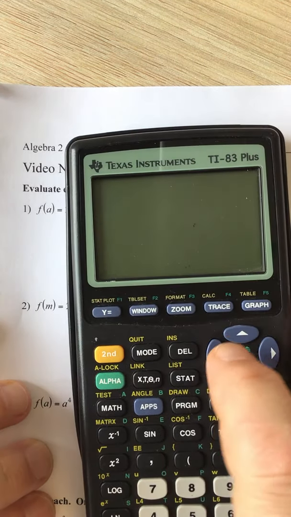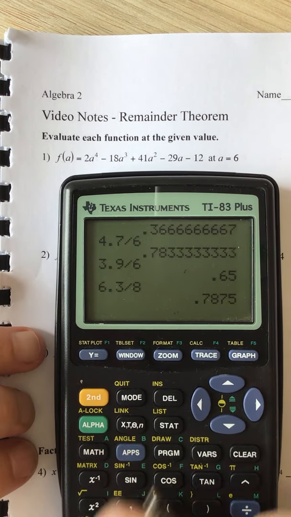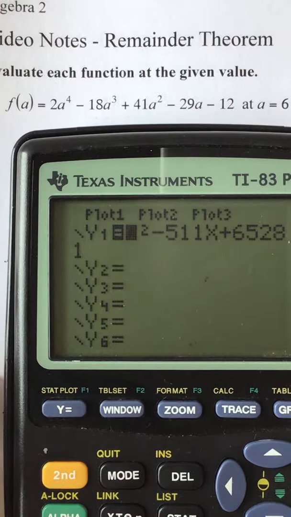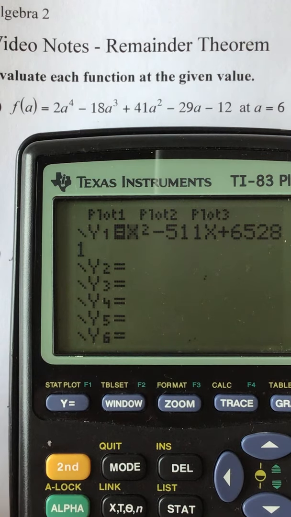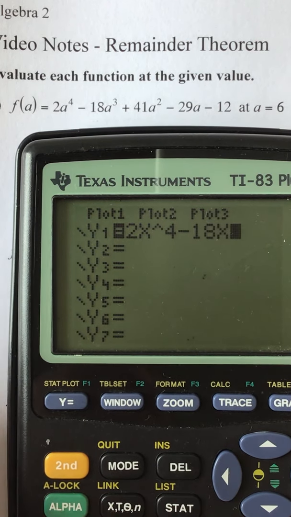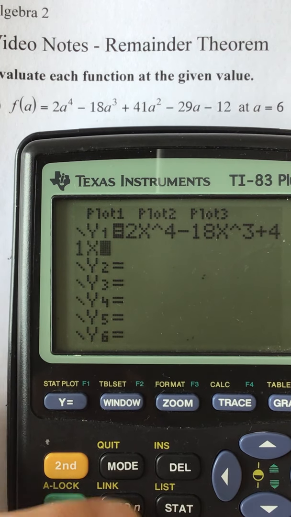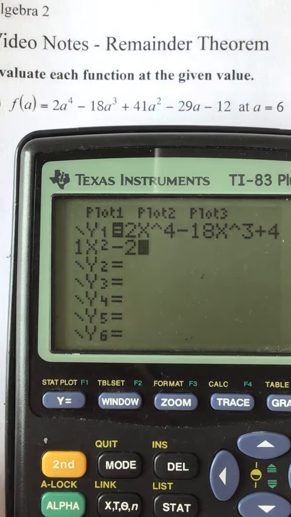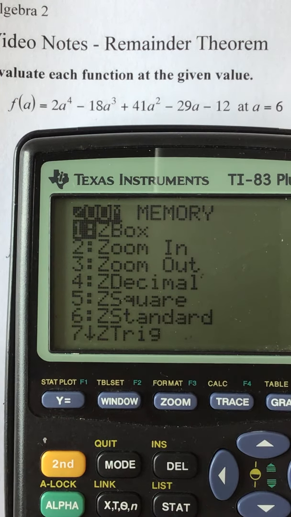I want to just sit back and watch for a second. I want to show you a couple options that we have in order to solve that. And one of them is to put all that stuff in your calculator. So instead of an A, I'm going to type it in as an X. I'm going to go 2x to the 4th minus 18x to the 3rd plus 41x squared minus 29x minus 12.